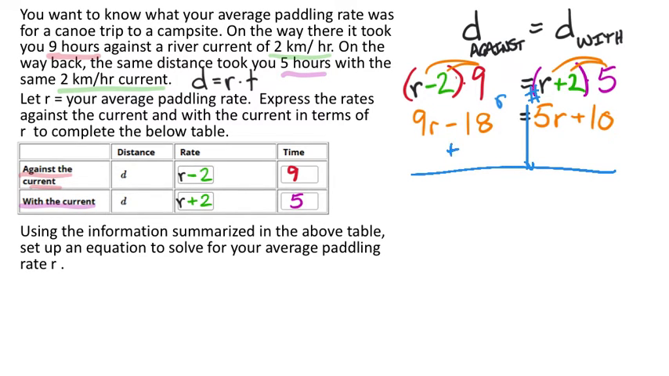So the negative 18, I'll have to zero out by adding 18. But if I do it to one side, I've got to do the other side. And then the 5r as well. I'm going to have to zero that out because it's on the number side of things. So I'll subtract 5r from both sides.